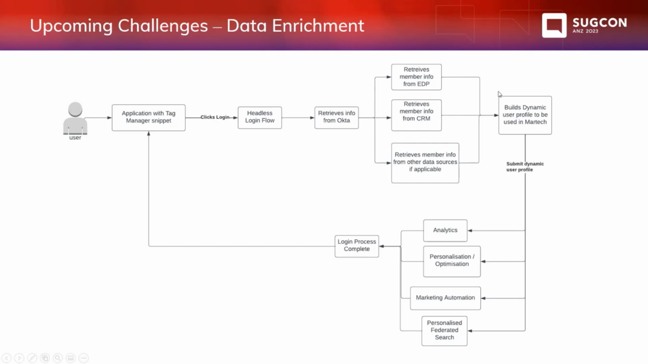We'll then build a dynamic user profile to be used in our marketing stack. And then we'll submit all of the attributes of that particular user into our analytics platform, into the personalization optimization engine, to our marketing automation, as well as generating a token for our federated search in Coveo, so that each and every one of these platforms will understand the actual user. So this is like stitching the audience together for our marketing process. And then finally, it goes back to the application Okta endpoint to complete the login process.